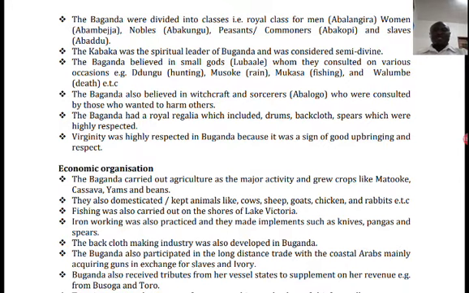Virginity was highly respected in Buganda because it was a sign of good upbringing and respect. For that matter, when it came to marriage, a virgin girl fetched more bride price for the parents than one who was not a virgin. And it also gave respect to the family where that girl was coming from.